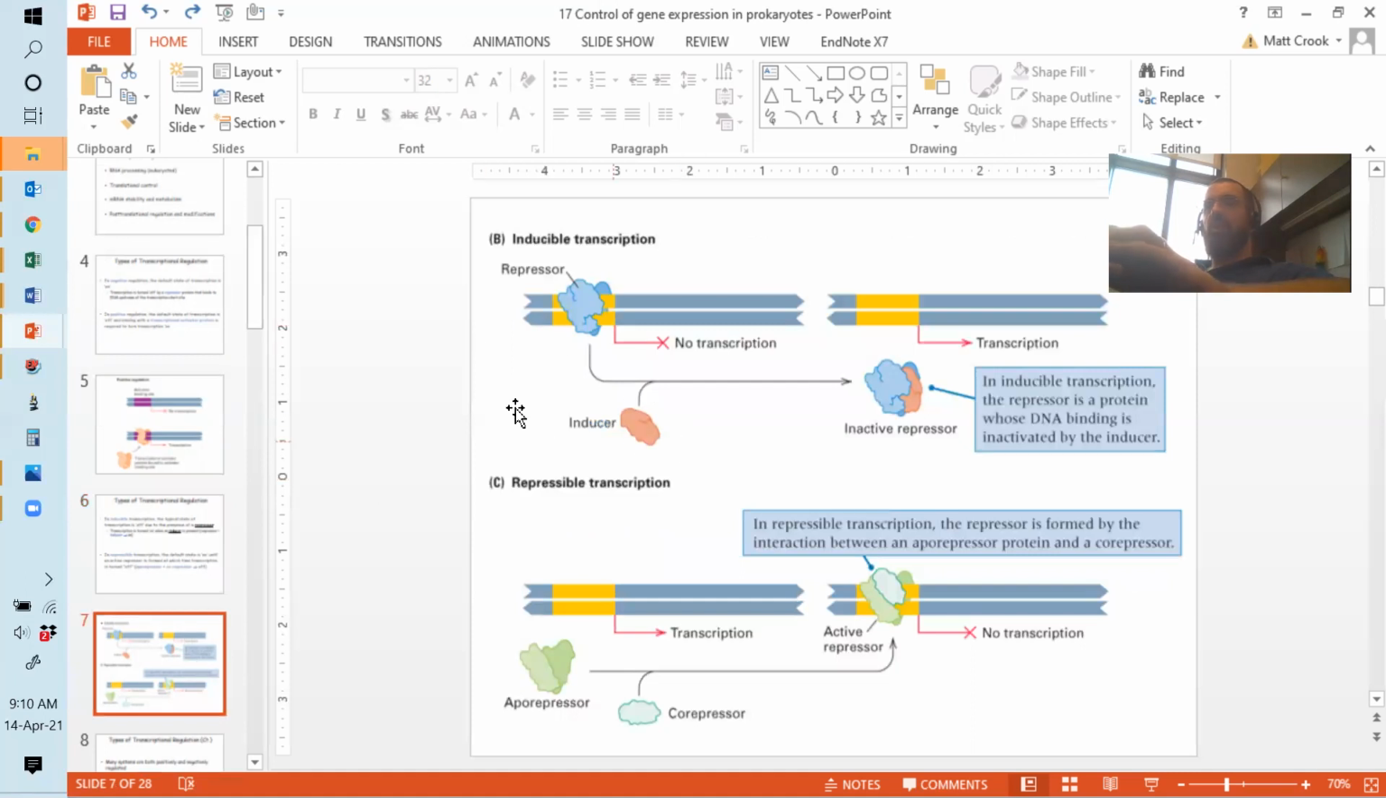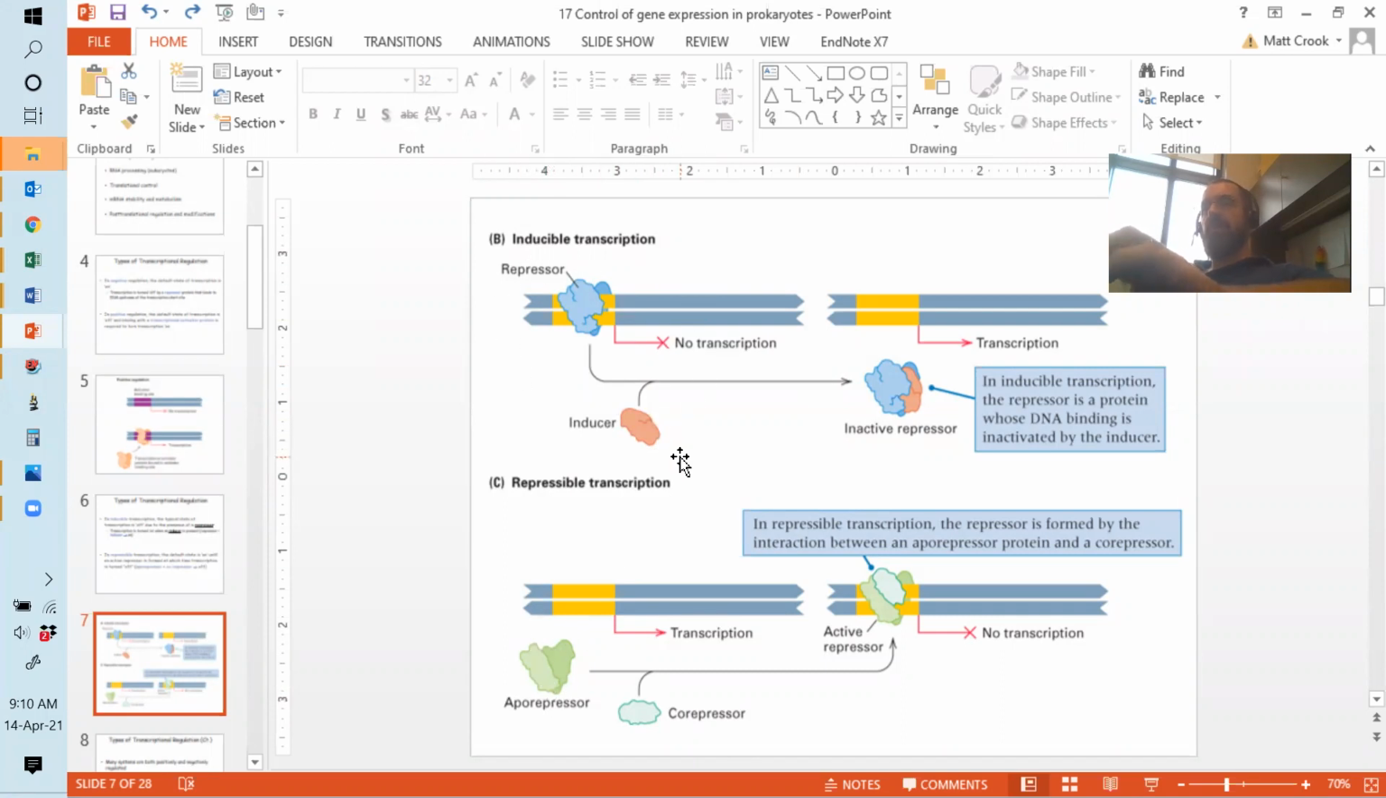And so that's kind of quite neatly shown here. In inducible transcription, both of these have repressors. The difference is that the inducer is kind of similar in a way to a co-repressor. It's something that has to bind to that protein. But in this case, the inducer induces it to leave, right? So it changes its shape so it doesn't bind. Whereas in repressible transcription, it does change its shape, but then it will bind, right?